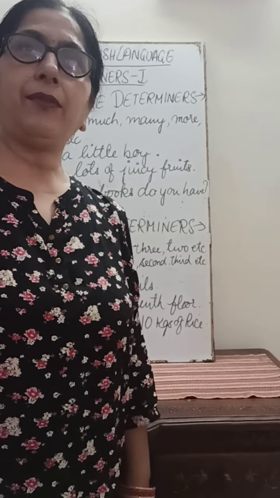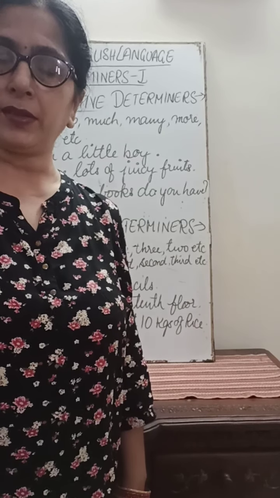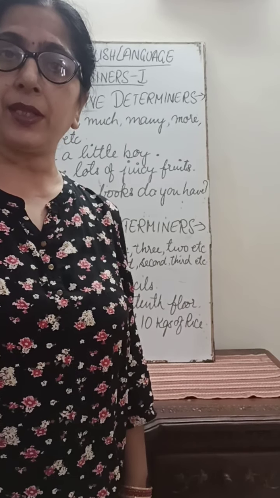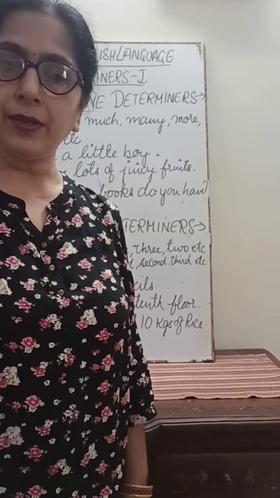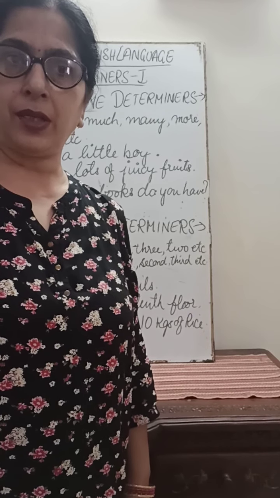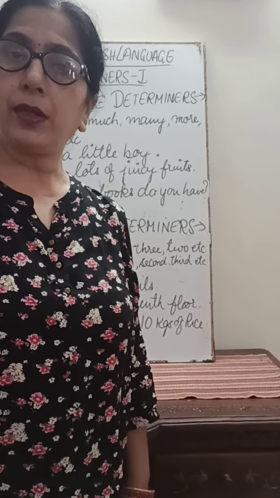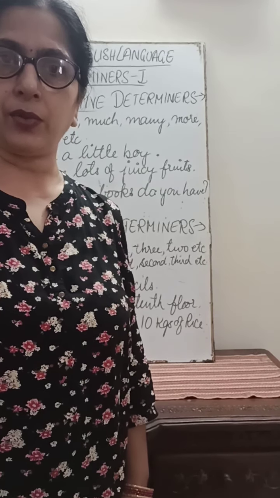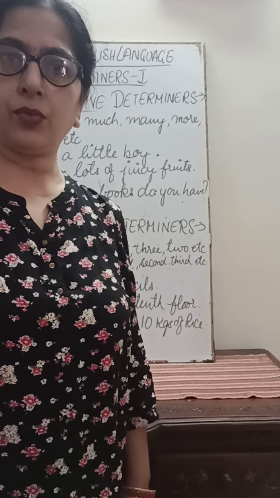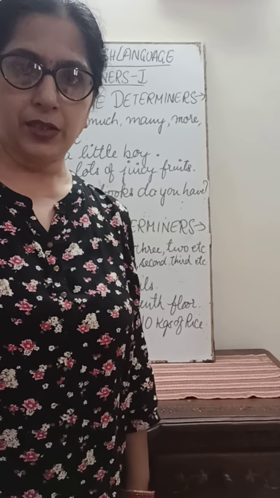So we are first going to understand what determiners are. They are the words which are used in English grammar to make the language more expressive, and they are basically used before nouns, and nouns can be countable or uncountable. So let us understand what determiners are in detail.